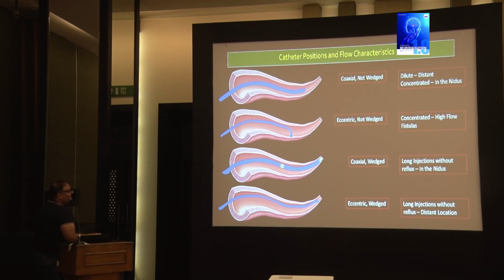The fourth situation is one in which you are eccentric and you are wedged. This is again for very distal locations, and this is something that we don't advocate because you are almost in the AVM, and for wedging sometimes we have to use a wire. So this is something that we don't use very often.